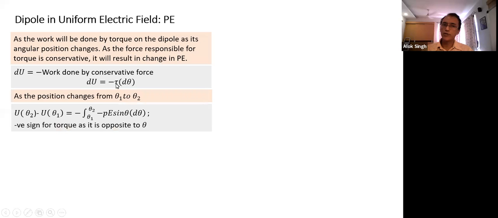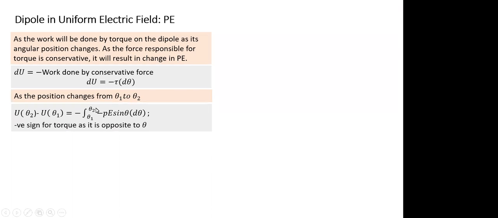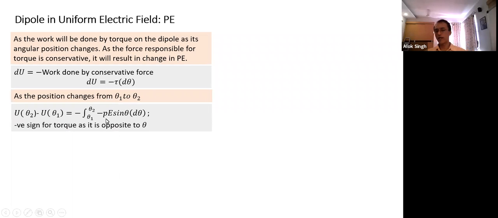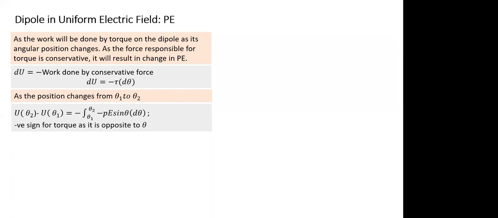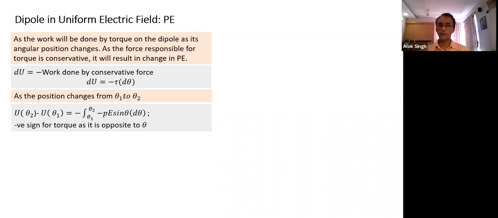I have substituted the value of tau. Tau value is equal to minus p sine theta. Why have I written minus p sine theta here? In place of tau, this negative sign has come here. Can you give me a reason why I have written minus p sine theta, not p sine theta? Torque is opposite to angular displacement. So if d theta is positive, angular displacement is positive, torque is opposite. So this minus sign is not the minus of minus tau. In place of tau, I have written negative sign because torque is opposite to theta.